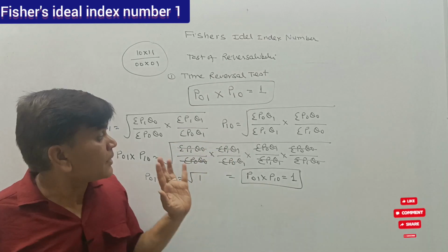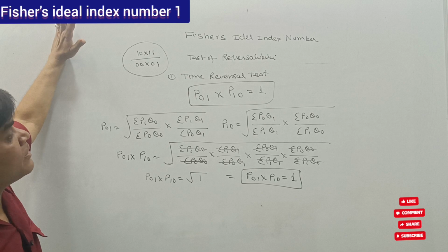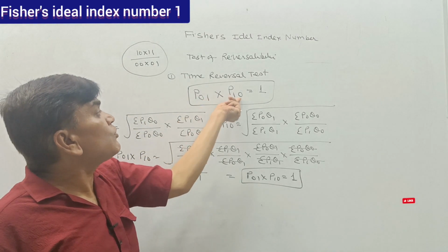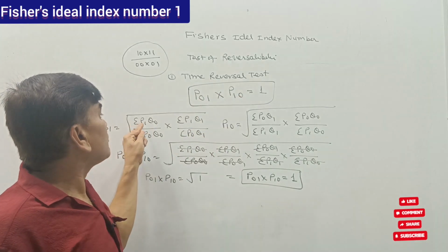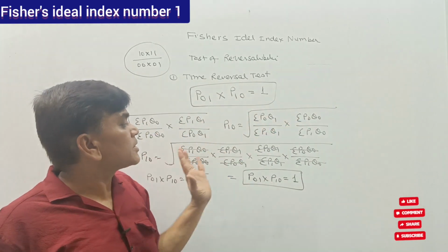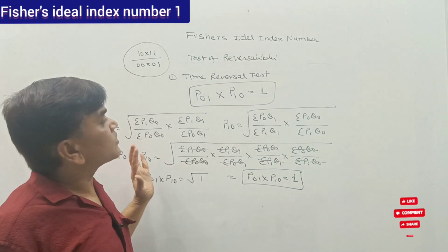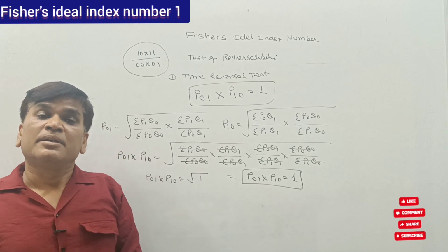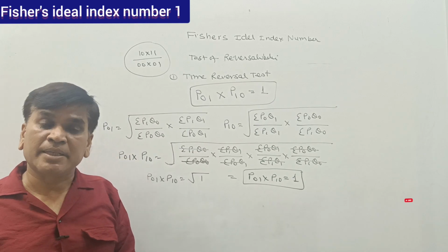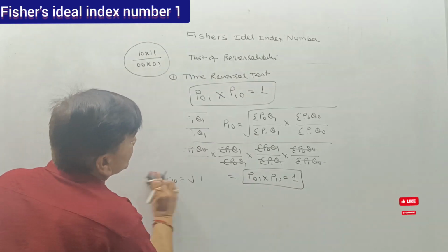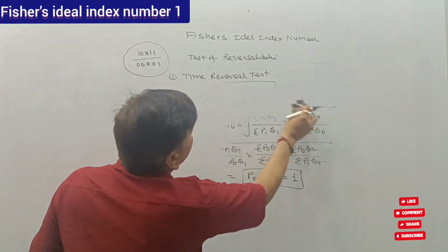Okay, so it's very simple. What we have done is just change 0 to 1 and 1 to 0. Similarly, in the case of the Fisher ideal index number, this ideal index number satisfies the time reversal test. The second test is called the factor reversal test.